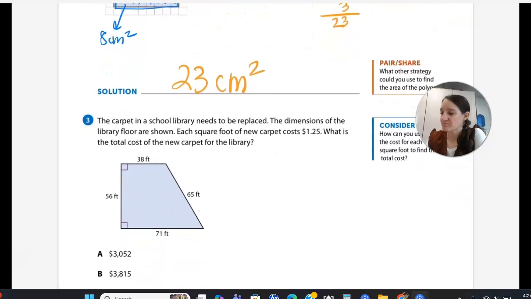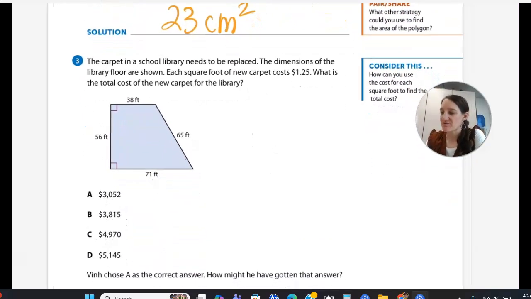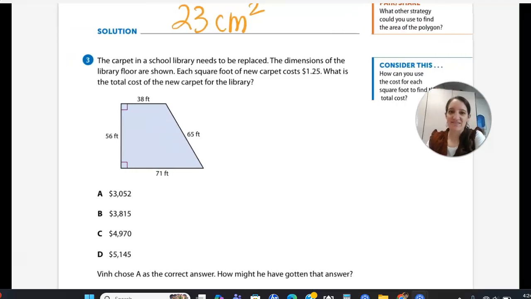Yeah. Okay, the carpet in a school library needs to be replaced. The dimensions of the library floor are shown. Each square foot of new carpet costs $1.25. What is the total cost of the new carpet for the library? Okay, I see a trapezoid here, but I actually didn't teach you how to find the area of a trapezoid this year because I'm just like, you know what? Let's just stick with rectangles and triangles, right?